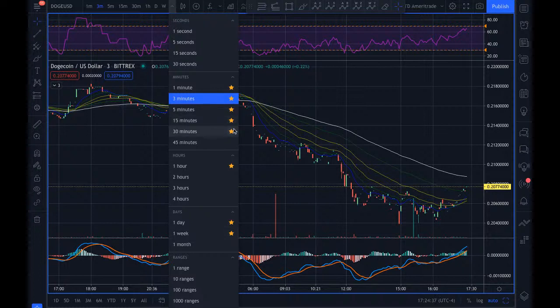I have stars by the one, and I'm using TradingView for those of you that haven't been watching.